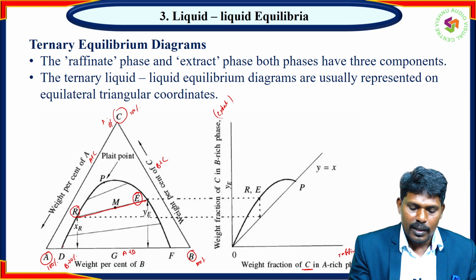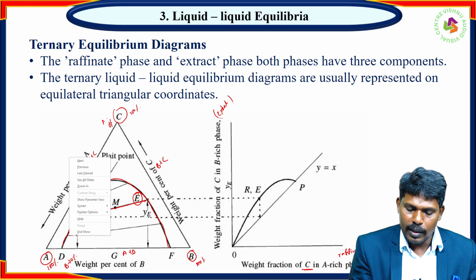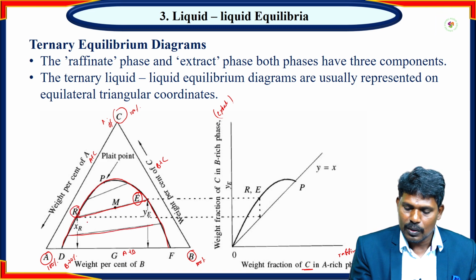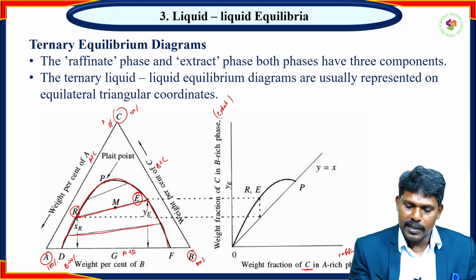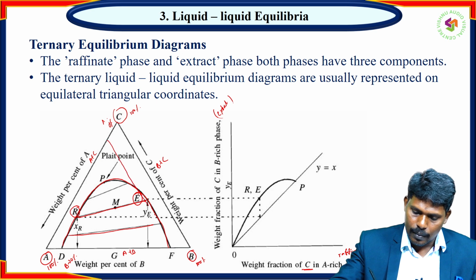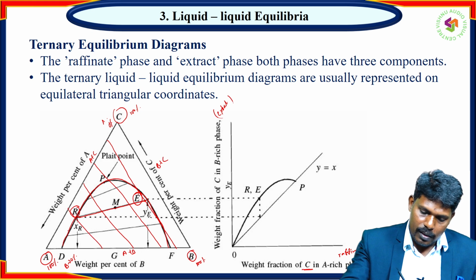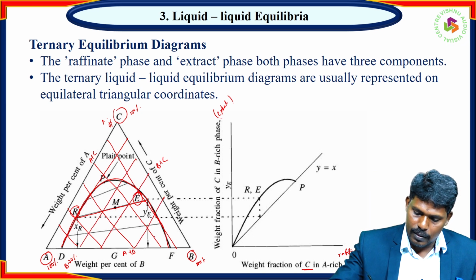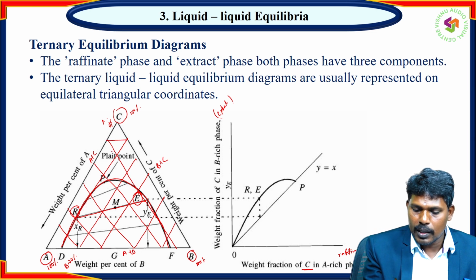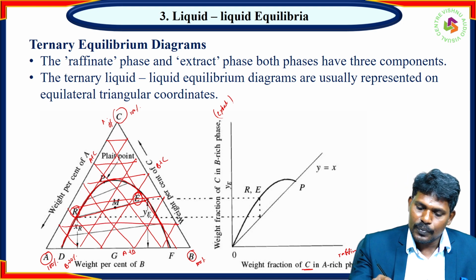So this triangular diagram is a ternary diagram, looking like this. This is the equilibrium line. These are the equilibrium tie lines. For example, the lines are like this. The perpendicular lines give the ternary compositions, and these are the perpendicular lines from the sides. Now this is another perpendicular line, like this.